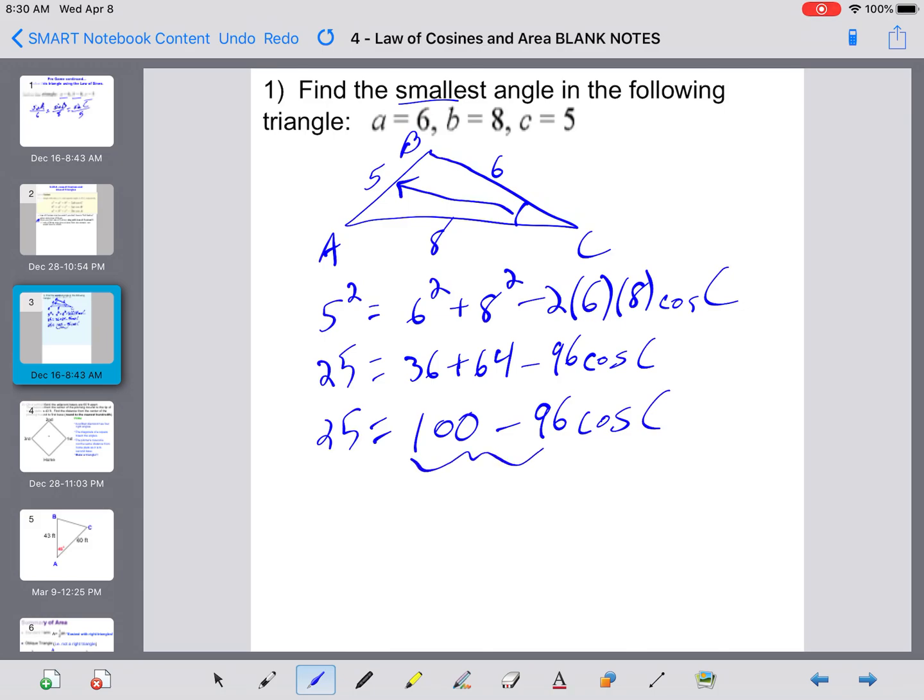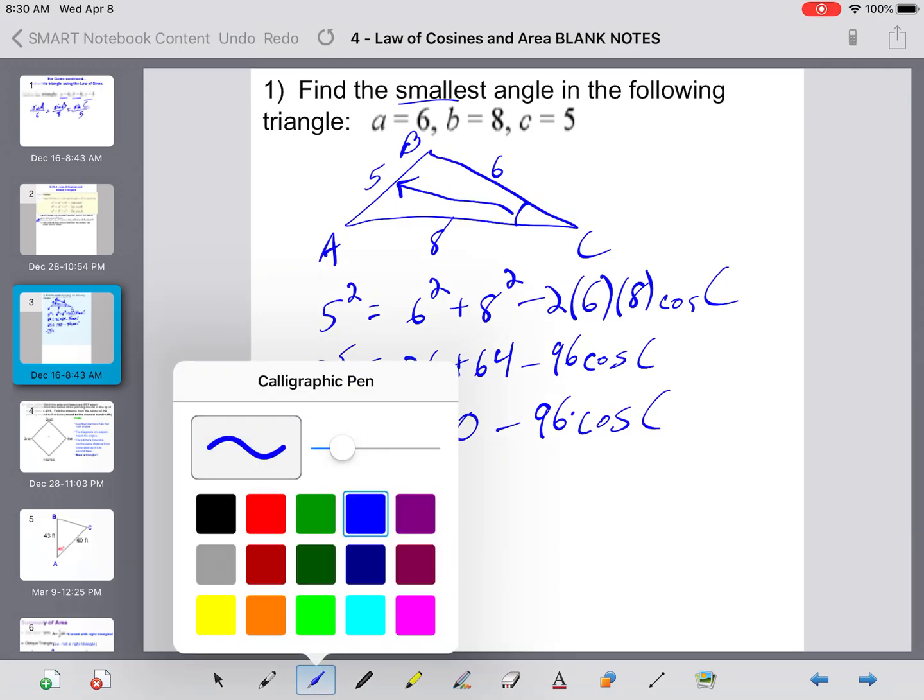You are not allowed to subtract 96 from 100. That 96 is being multiplied by the cosine of C. So that's the number one mistake I see with law of cosines. You can't subtract those two numbers. What you can do, though, is subtract the 100 over to the other side.